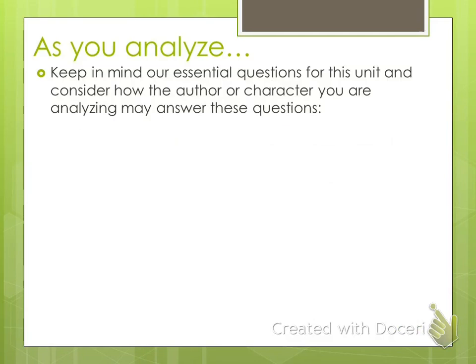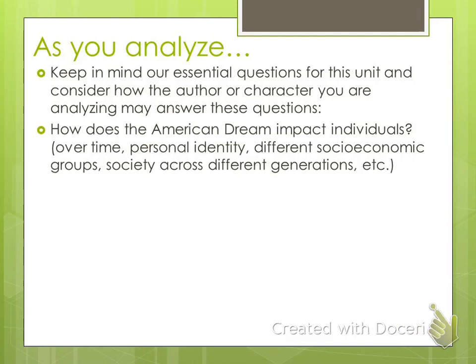As you do this, you are going to keep in mind our essential questions for this unit. One good thing to do is to think about how this author or this character that I'm using might answer these questions. First one, how does the American dream impact individuals? So you can think about that with respect to time, personal identity, different socioeconomic groups, society across different generations, etc. Individuals in any kind of way.